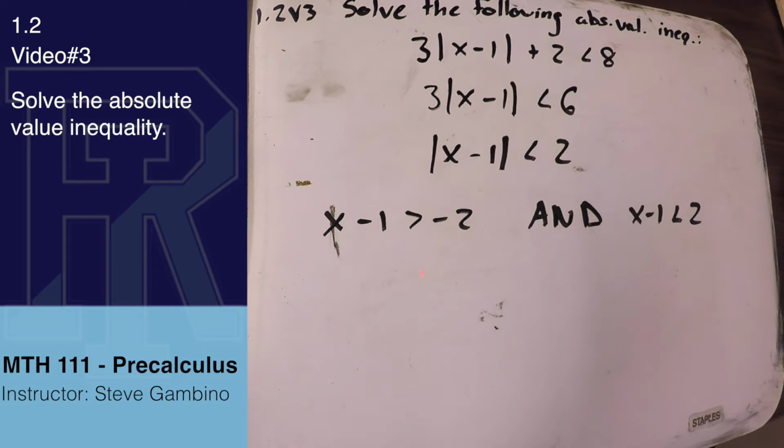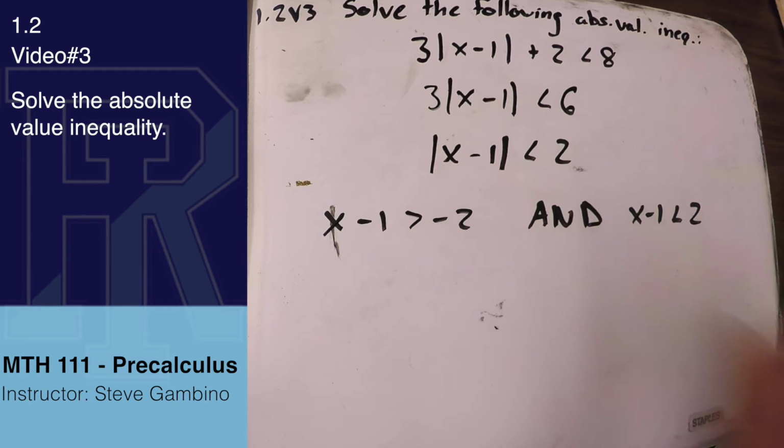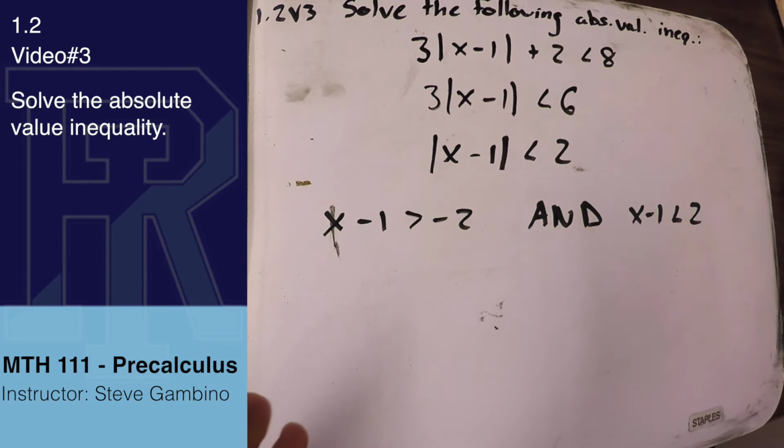And now you may be wondering, why is this "and" and why not "or"? That's a good question. It's coming from this less than symbol, right? Because this has to be both less than 2 and greater than negative 2. That's sort of a terrible explanation, but even as I say it, the words come out: to be within 2 units from 0, you have to be both less than positive 2 and greater than negative 2, so that's where the "and" comes from.